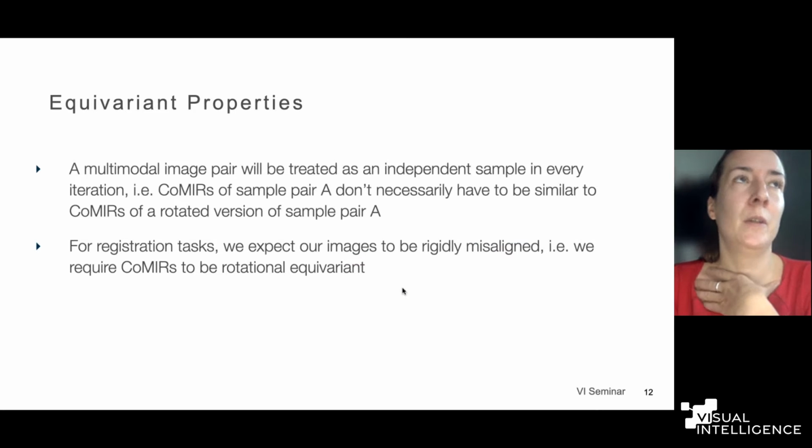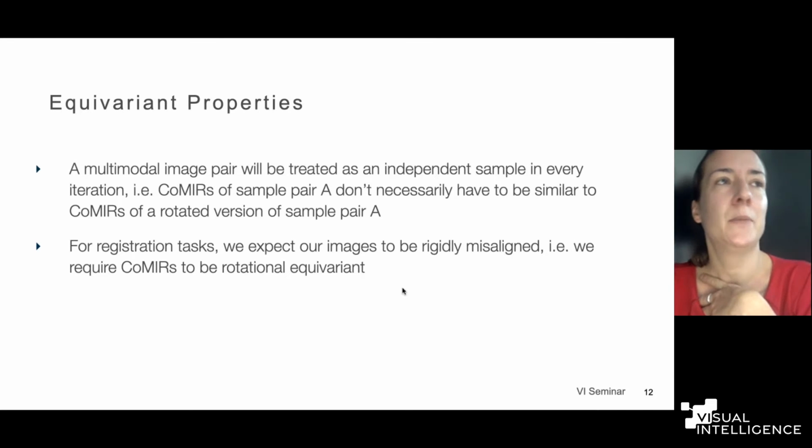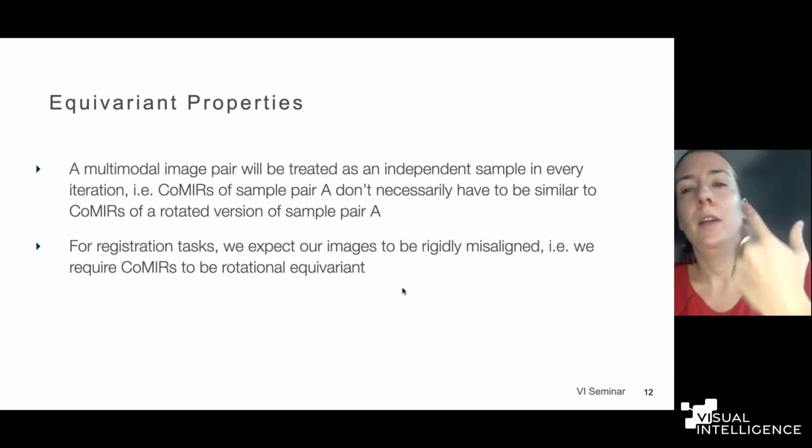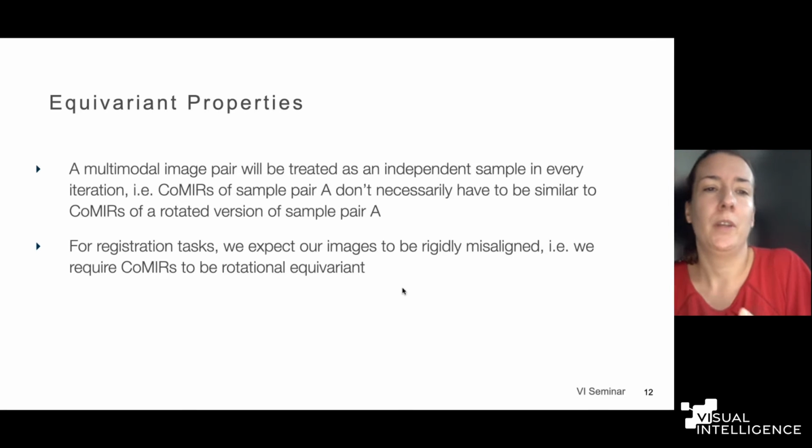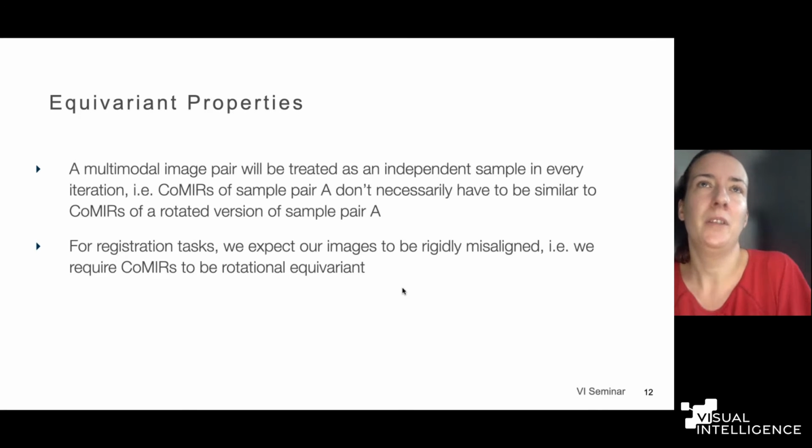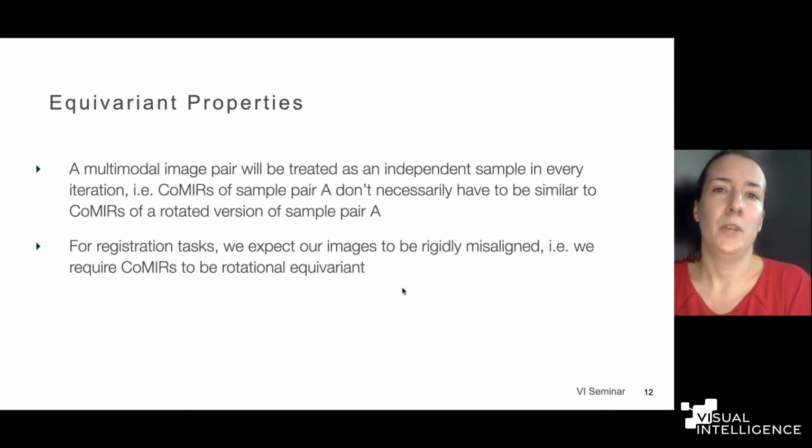One thing that we found quite important when we produce these representations are equivariant properties to them, since when I have a multimodal image pair as an input during one iteration, it will be treated as an independent sample than in another iteration where this image pair is rotated. So there's no connection that it has to learn between rotated versions of it. But since my downstream task is registration, I have to expect that my test images will be at least rigidly misaligned.